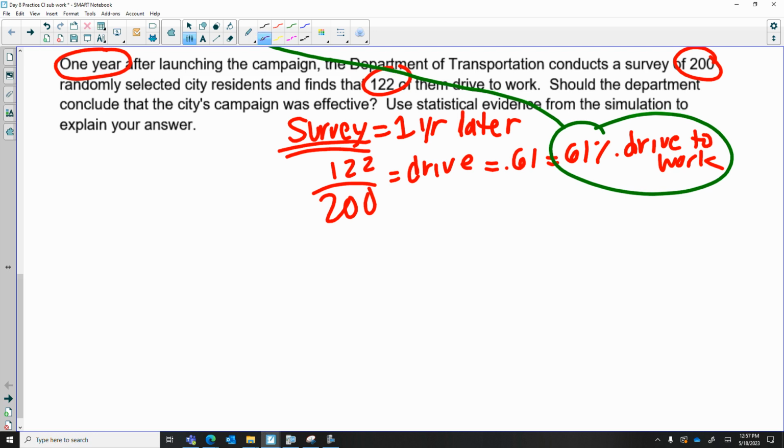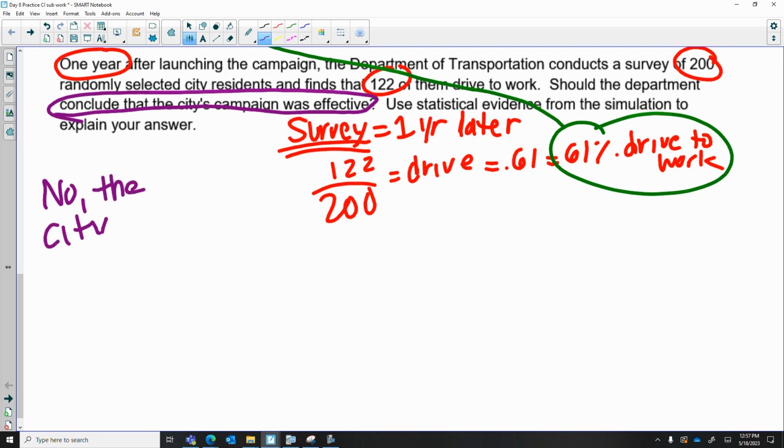So now we actually have to answer the question. So the question says, should the department conclude that the city's campaign was effective? So we have to answer yes or no. So we want to say no, the city's campaign was not effective. And then we want to say why, because it says explain.